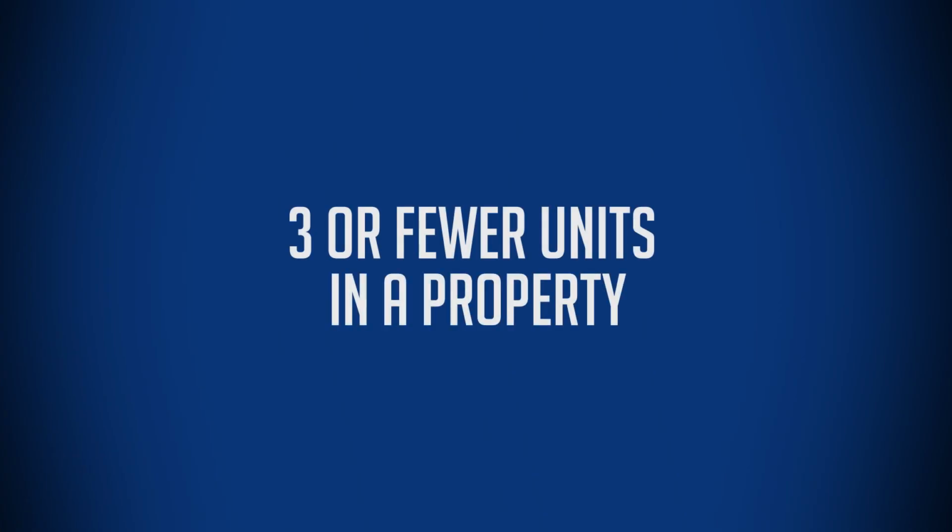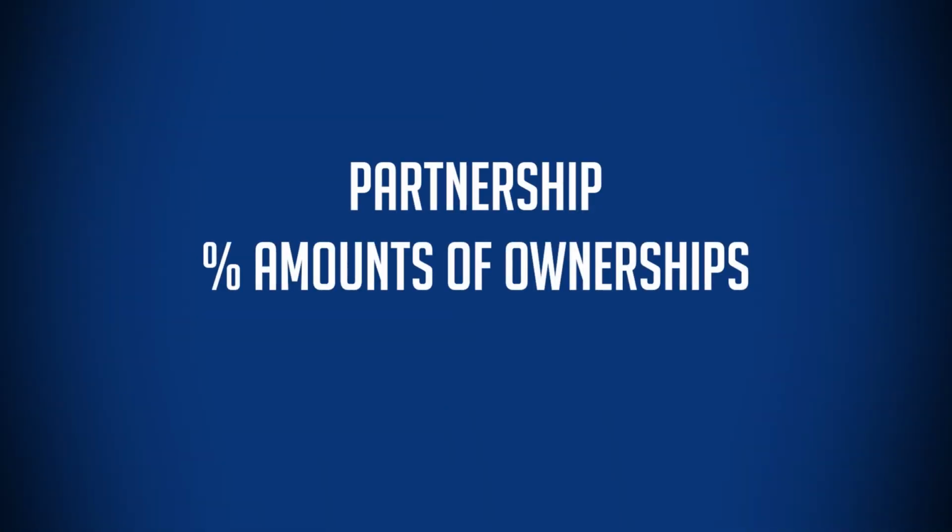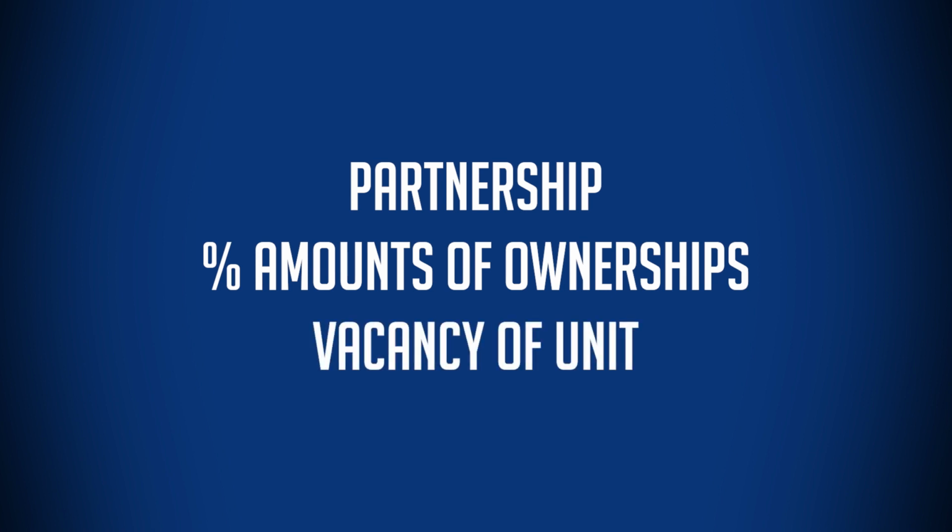Now, who is required to complete this form? Well, if you have 3 or fewer units in a property, a form needs to be completed for that property, which is this 9-page form. And it includes information about the partnership, the ownership, percentage amounts, so who owns what percentage of the property and how much they own. And it also includes the vacancy of a particular unit.